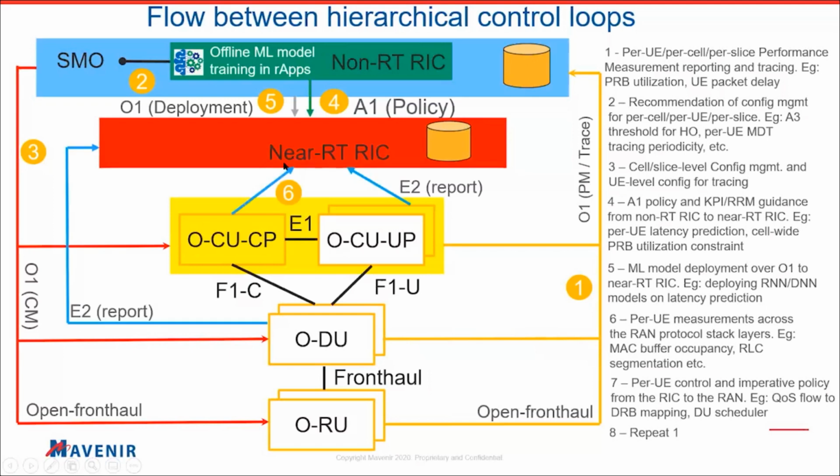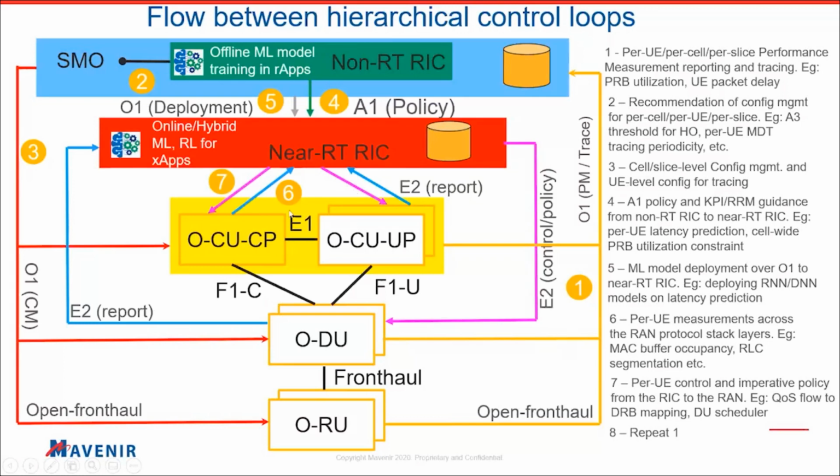And the near real-time RIC can actually get E2 data, which is more per UE fine-grained data across the layers of the RAN protocol stack. The difference between 6 and 1 is that 6 is more of fine-grained data, okay, across the layers of a RAN protocol stack, generated more at the per user level, per user, per DRB, per flow level, more fine-grained, while 1 is more coarse-grained, more aggregated.